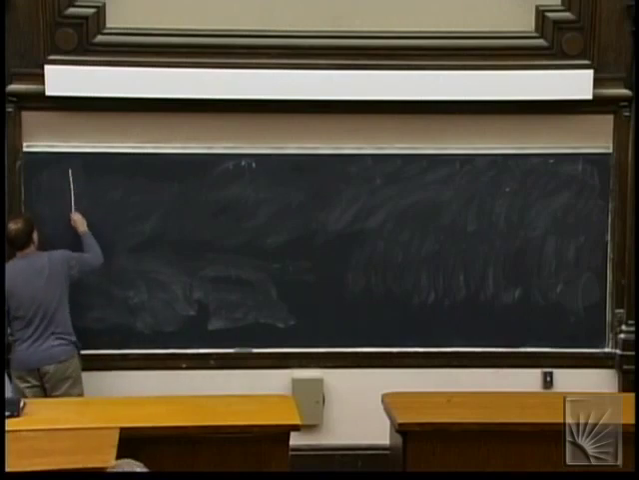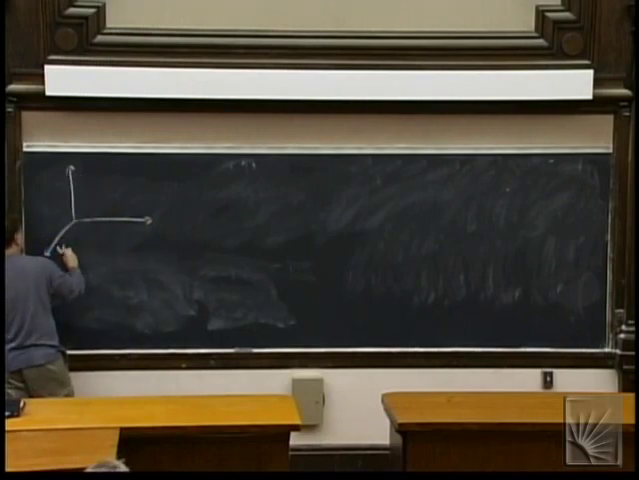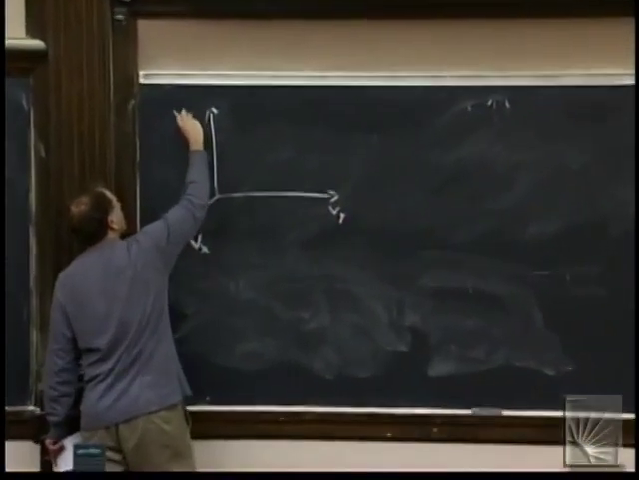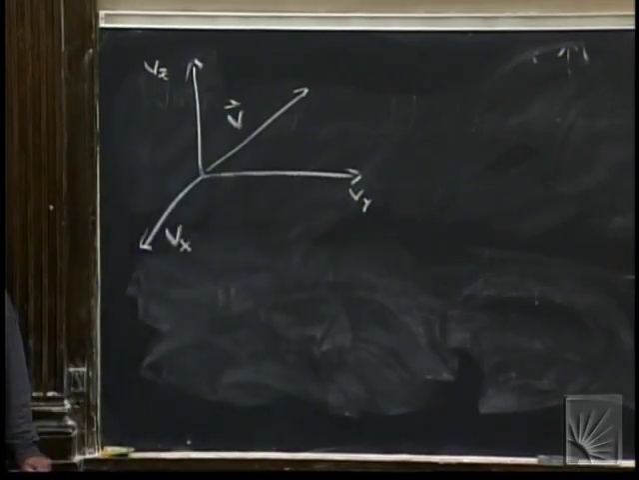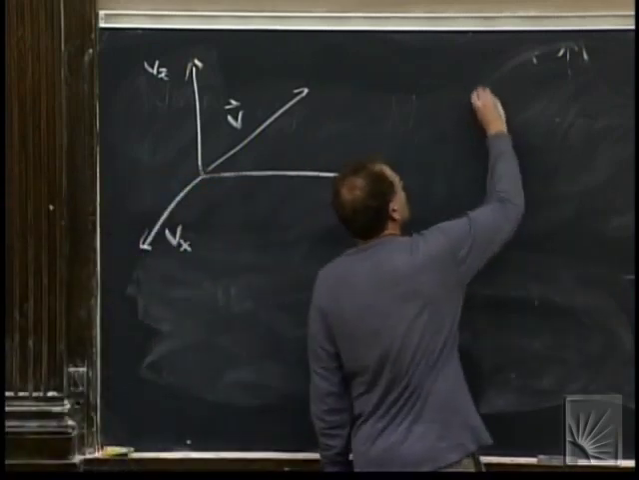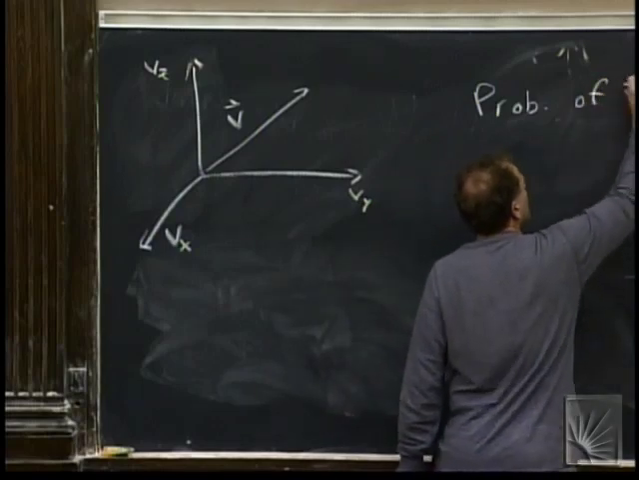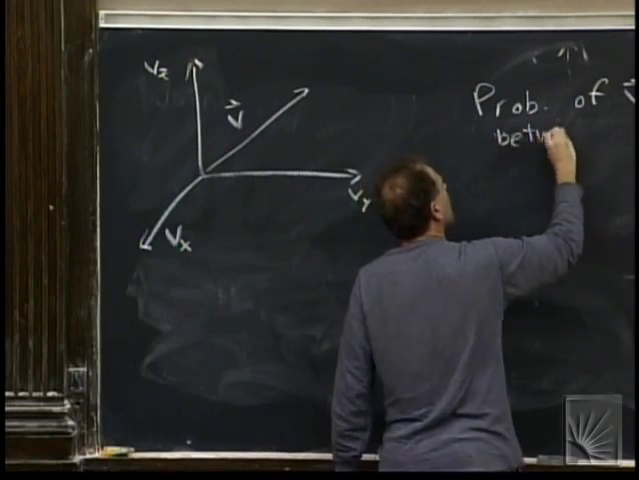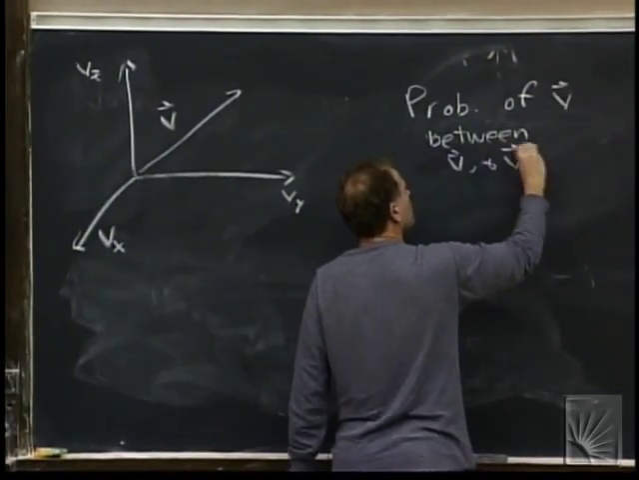The first thing is that I'll draw, this is not x, y, and z. This is velocity x, velocity y, and velocity z. I think about a vector, which is the velocity vector. It's got an x component, a y component, and a z component. And I want to think about the probability of having v between v and v plus dv.